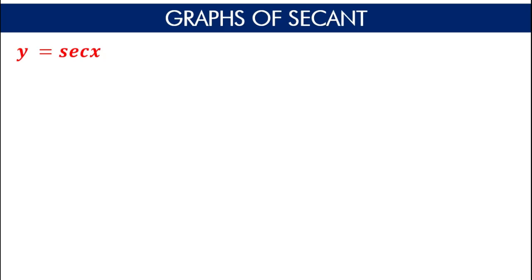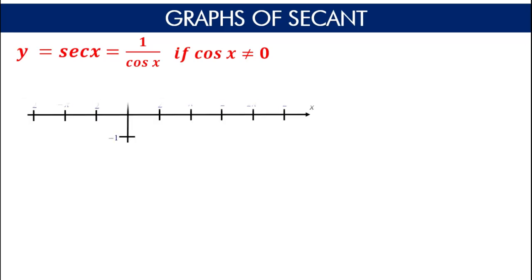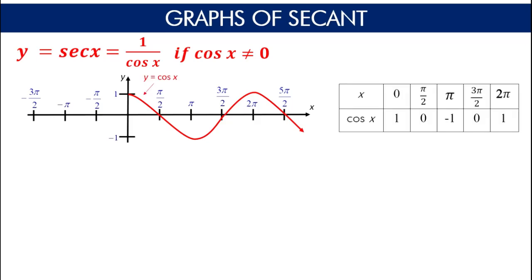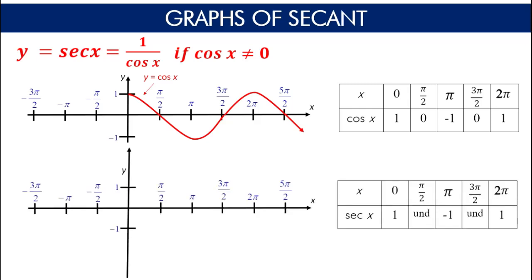Obviously, when it comes to the secant, its reciprocal is cosine. So again, we're going to use the concept of the cosine function. We're going to limit that cosine should not be equal to 0 because it will become undefined. So again, the graph of the cosine here is this one. All we need to do is to take the reciprocal of its values. So here's what will happen. 1 is still 1, but 0 will become undefined. Negative 1 is still negative 1. 0 again is undefined, and 1 is still 1. So as you can see, those undefined values will become the vertical asymptotes of the graph.